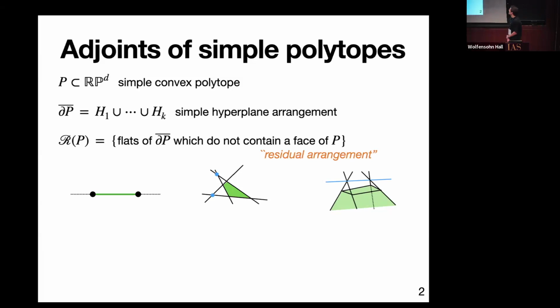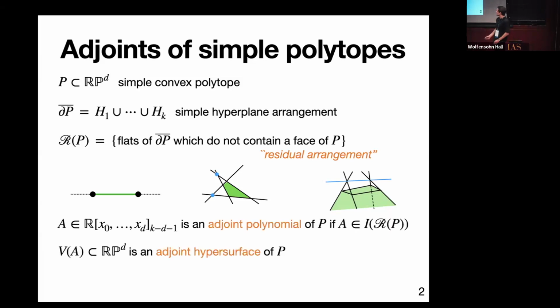I'm going to use this residual arrangement for the definition of the adjoint. I'll say that a polynomial A, a homogeneous polynomial of degree k minus d minus 1, where k is the number of facets and d is the dimension, is called an adjoint polynomial of my polytope if it belongs to the vanishing ideal of the residual arrangement. It turns out that the right degree to look in is k minus d minus 1. So it's an adjoint polynomial if it vanishes on the blue stuff. The variety of this adjoint polynomial is a hypersurface in RP^d. It's called the adjoint hypersurface, and it contains the residual arrangement.